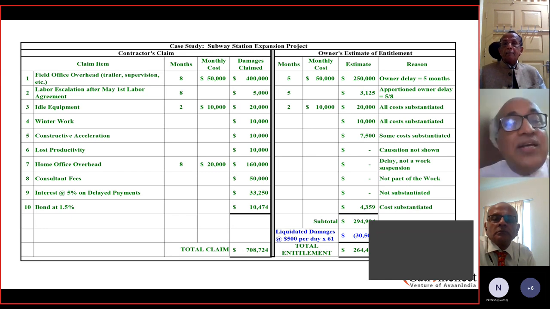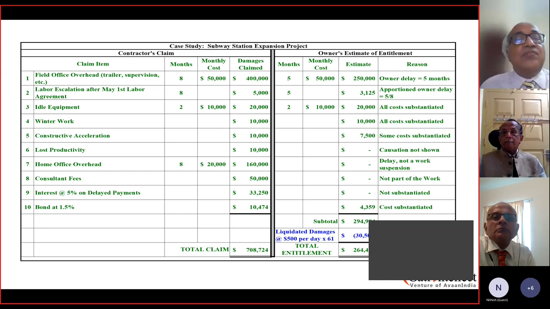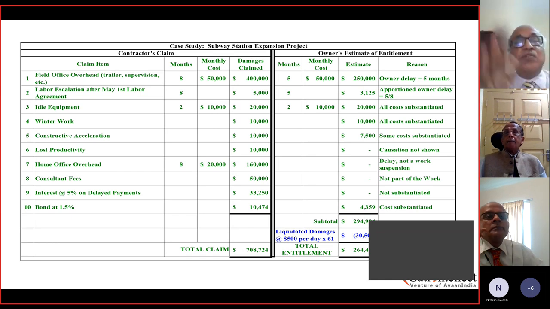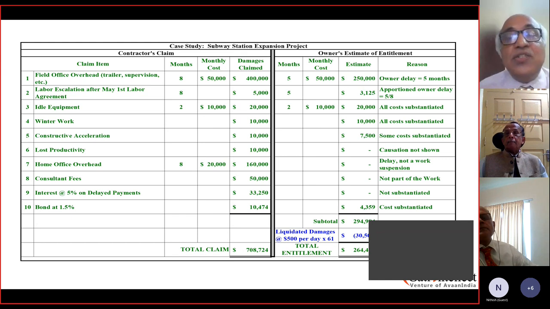Yeah. So this is where we discussed the first line: instead of 8 months, he's allowed to charge only for 5 months, which is the owner delay. So instead of 400, it becomes 250. The labor escalation is apportioned again in the same 5-by-8 ratio to make it 3125. Because only 5 months delay is because of the owner, the escalation is also given in the same proportion.